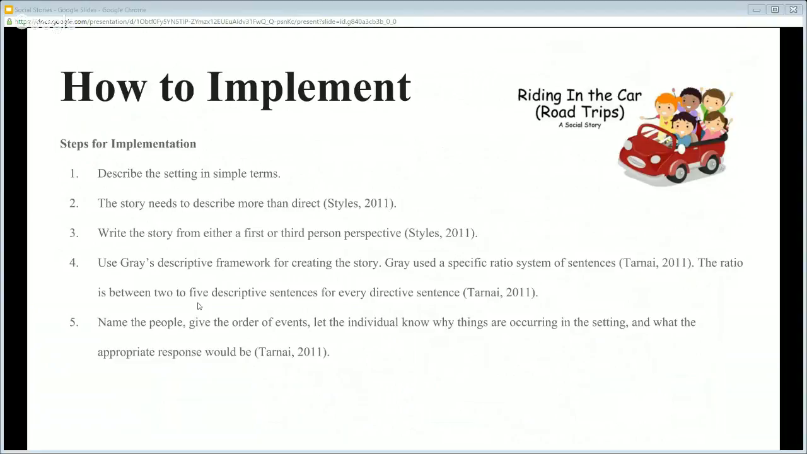She had a specific ratio that she used, in which she said that you want to use 2 to 5 descriptive sentences for every directive sentence. This means that you want to be describing the situation much more than you are telling the individual what to do. It's very important. You also want to name the people, give the order of events, and let the individual know why things are occurring in that setting and what the appropriate response would be. The whole point of social stories is to tell the individual what they should be doing when they're in that situation.